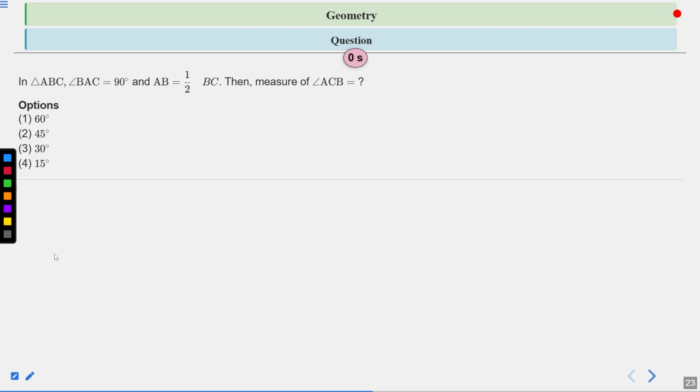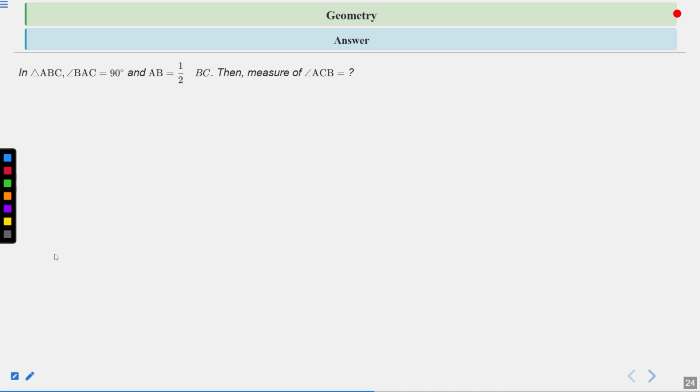Now time's up. Let's see the solution of this question. It is given that in a triangle ABC, angle BAC is 90 degrees. It means this triangle is a right angle triangle. It is also given that AB equals half of BC. So we need to calculate the angle ACB. We can easily calculate it. The correct answer of this question is the third one, which is 30 degrees.